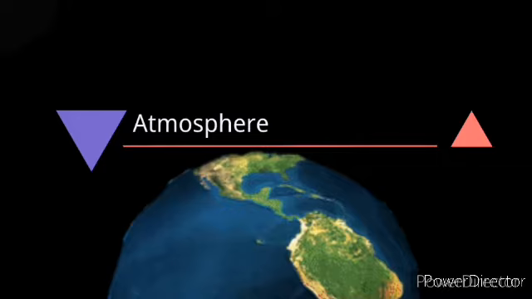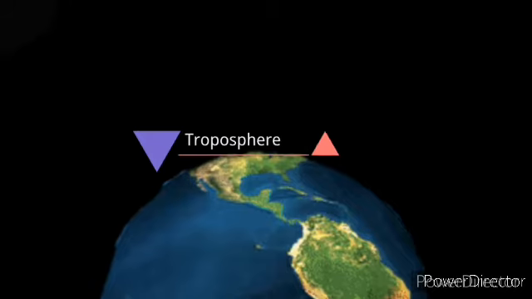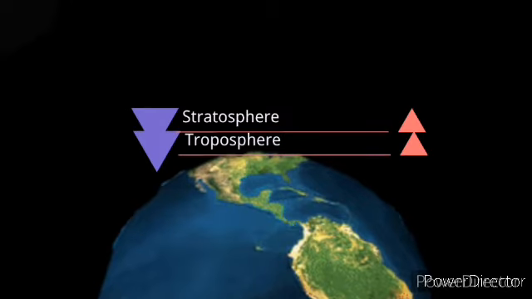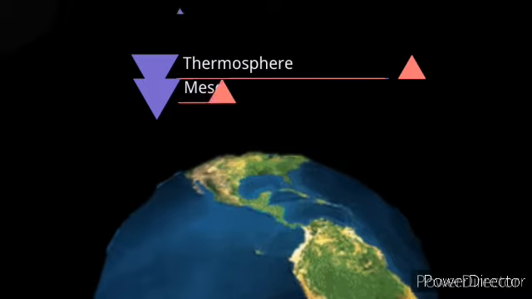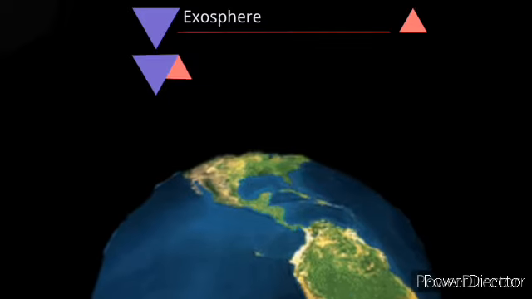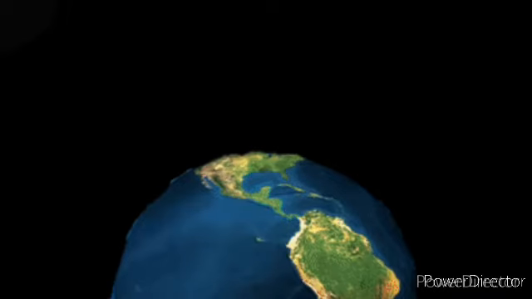The atmosphere is comprised of layers based on temperature. These layers are the troposphere, stratosphere, mesosphere, and thermosphere. A farther region at about 500 km above the Earth's surface is called the exosphere.